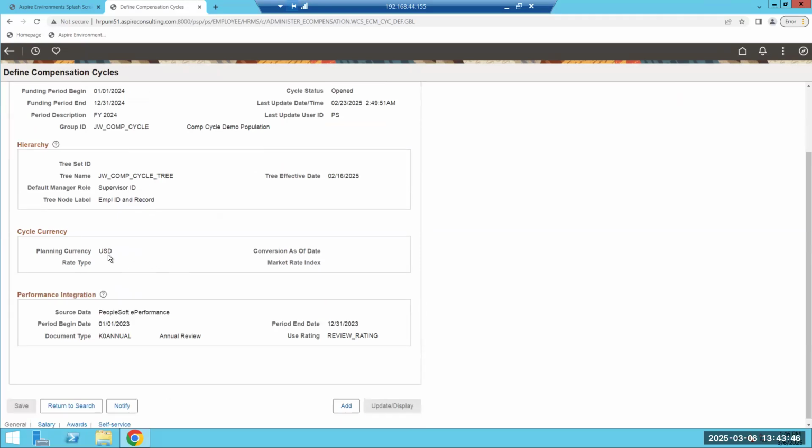So we have the currency code, the currency that I'm planning in. It does support currency conversion if you have populations with multiple currencies. And then here's where we have performance integration.